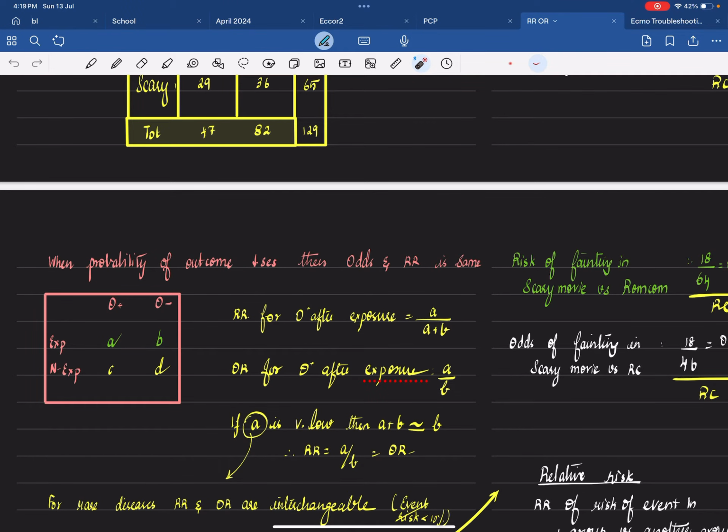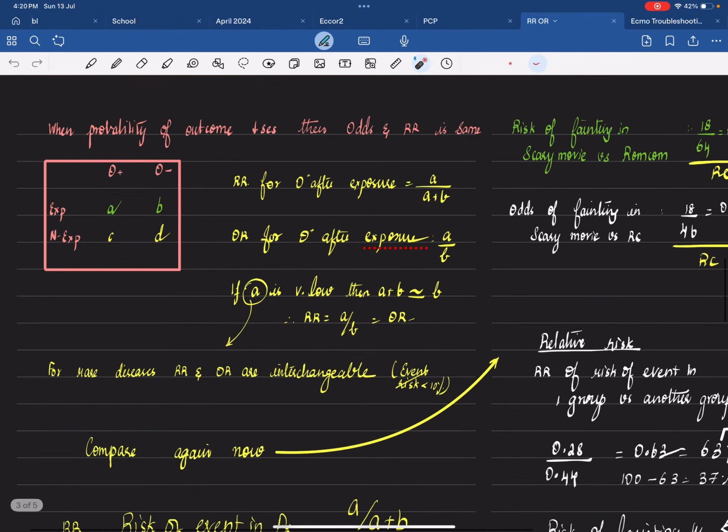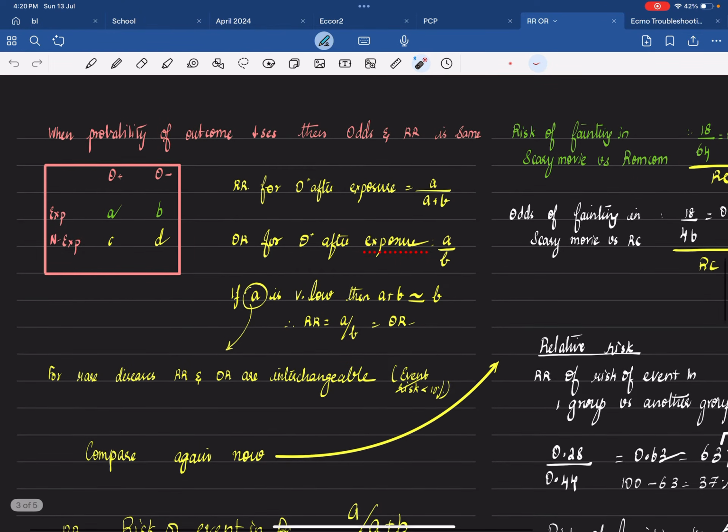Imagine if your A is very, very low. It is too low, where your A plus B will almost be equal to B. In that case, what happens? This will also look very similar to A by B. Correct? Because A is very small. So in that case, your RR and your OR will be very, very similar to each other. It will be equal.